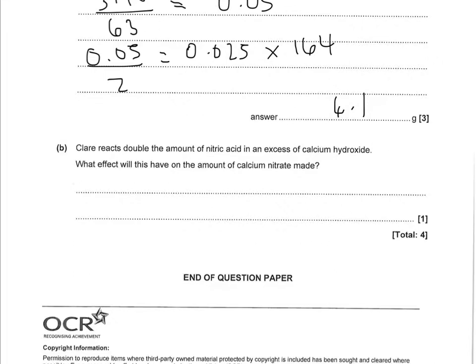Claire reacts double the amount of nitric acid in excess of calcium hydroxide. What effect will this have on the amount of calcium nitrate made? So that will also double if the amount of nitric acid is doubled.